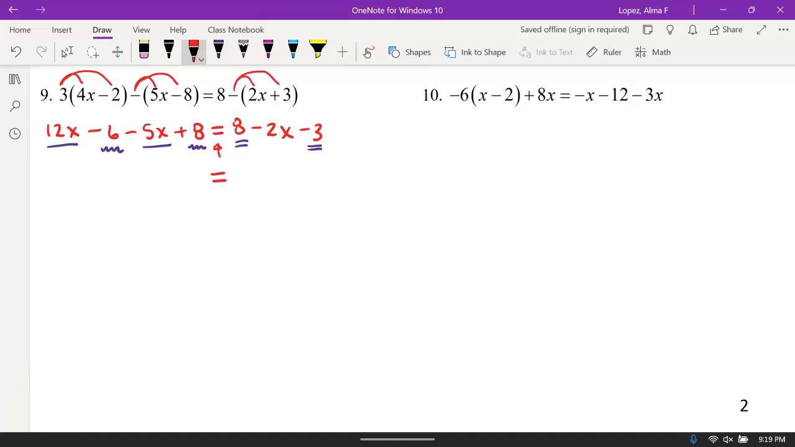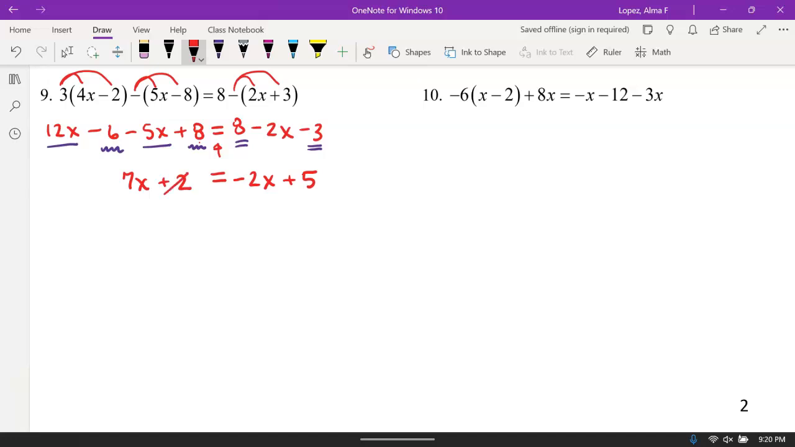Here's the equal. I'm going to add the 12x's and the negative 5x's, which gives me 7x's. I'm going to combine the negative 6 and the 8. That's a plus 2. On the other side, I've got the negative 2x, and then 8 and negative 3 add up to a positive 5. Now, is it okay if I wrote that as 5 minus 2x? Absolutely.